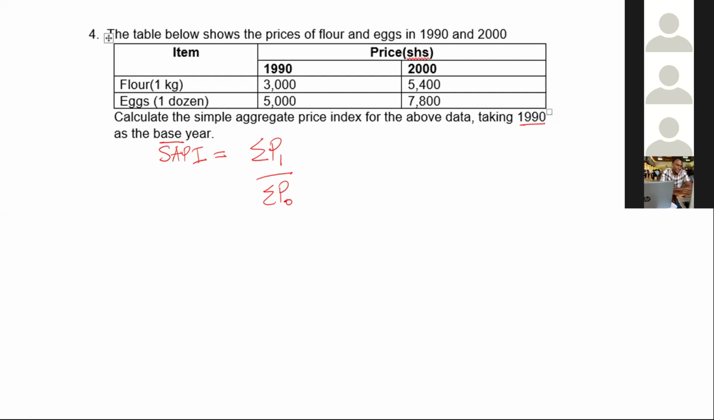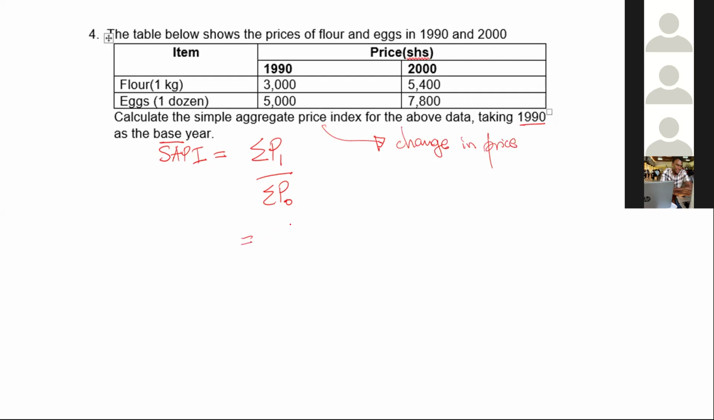So now the prices in our base year are 3,000 and 5,000. The prices in our current year are 5,400 and 7,800. Price index is simply a ratio that is going to help you to see how the prices have changed over the years, and that is simply why we do that.